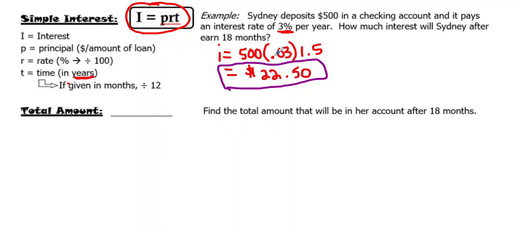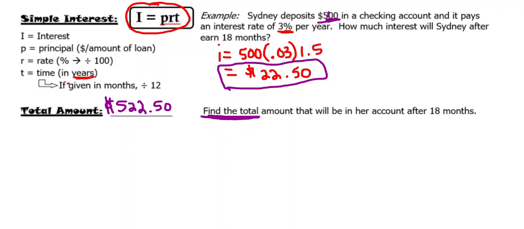If you started with $500 and you earn $22.50, how much do you have total? So 500 plus $22.50 is going to give me $522.50. So that's how much she has total, okay? So please be very, very careful and make sure you know what they're asking for, if they're asking for your total or just the amount of interest.